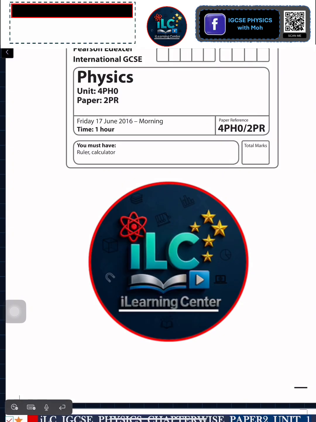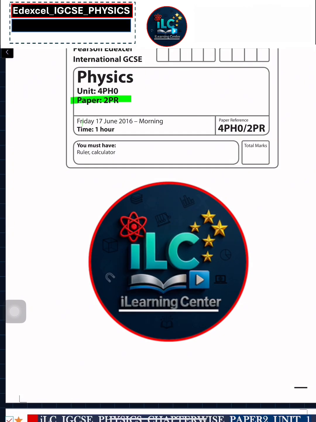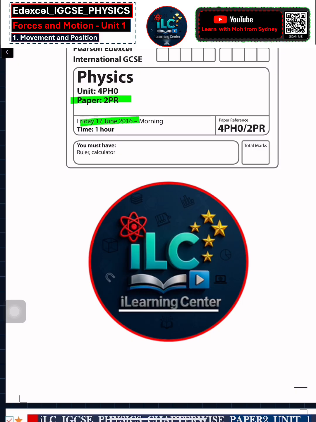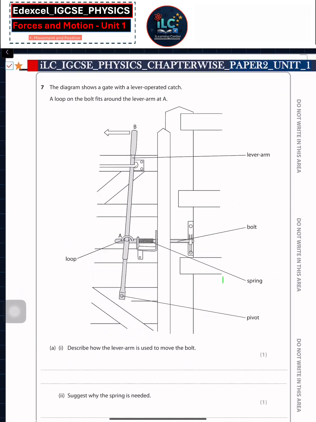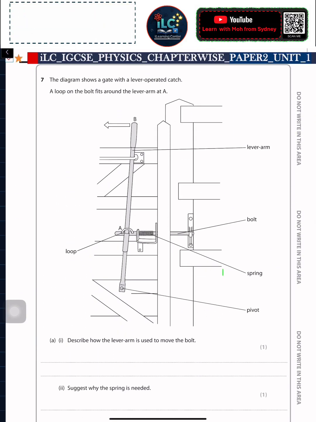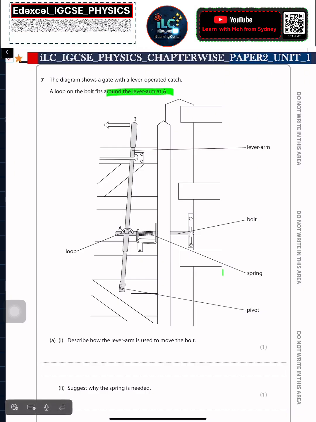Another question for the same year, June 2016, paper 2R. So this is the first question. You can see that it is very complex. Go through the whole question. I have gone through it, and I'll skim through the answers.